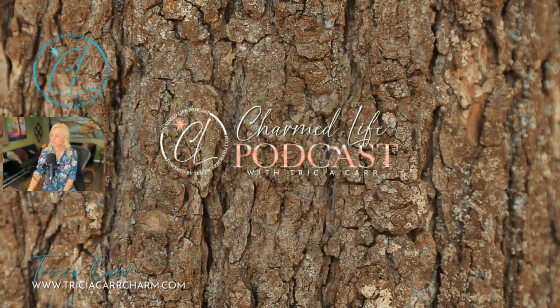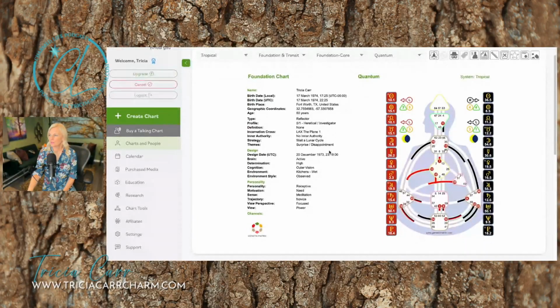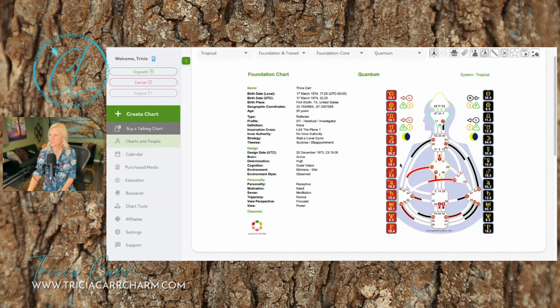And so I'm going to share my own chart as the example, so as not to tell anybody else's business. Oh, actually, you know what? I'll share my husband's too. I am volunteering him. So here's my human design chart. So there are two ways.